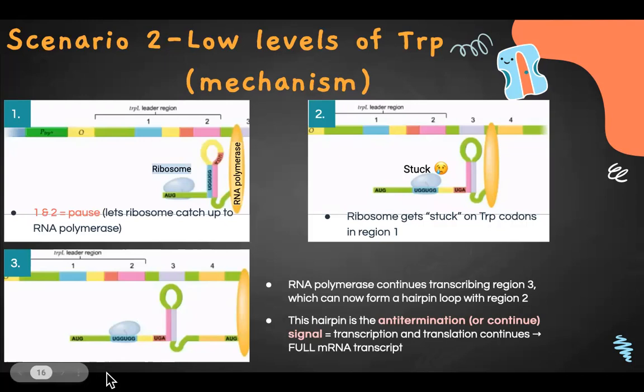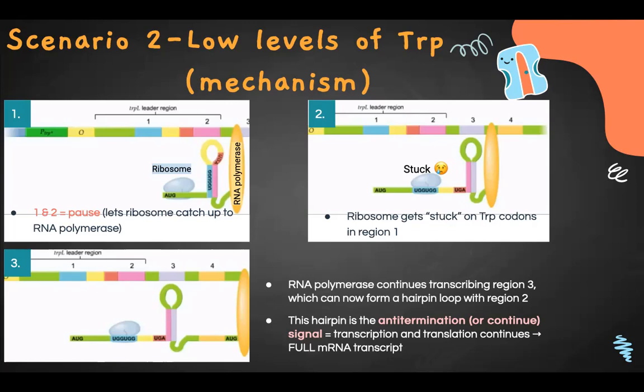So in this case, the RNA polymerase goes to, let me think about how to explain this. There's this region with the UGG trp codons in region 1. If there's lots of tryptophan around, tryptophan tRNA will come in and it'll keep on going. But in this case, since there isn't a lot of tryptophan, the ribosome will stall there, and that will allow 2 and 3 to bind together because UGG is in region 1.